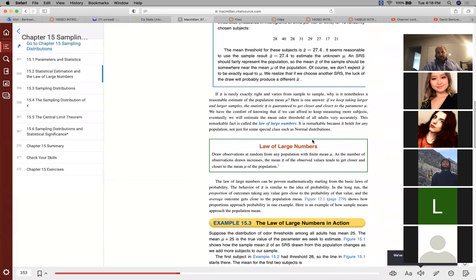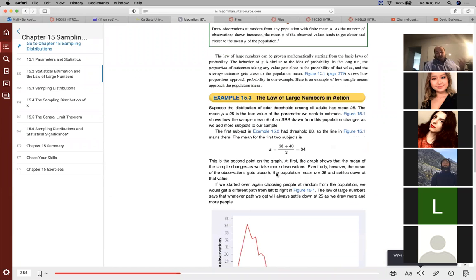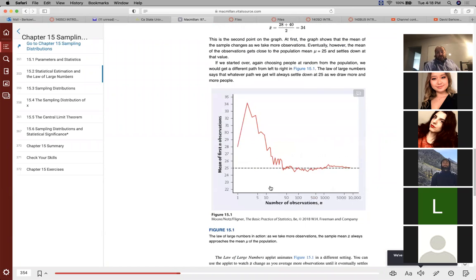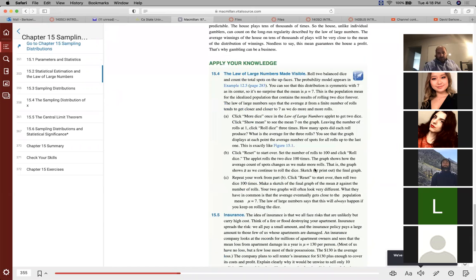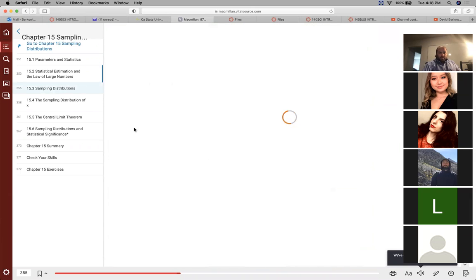And the biggest rule here is the law of large numbers, that as the sample size gets larger and larger and larger, the sample mean, the sample average, will get closer and closer to the population mean, the population average, which is why in general, we take larger samples. Here, we see that for small samples, it's all over the place, but once the sample size gets large, it kind of stabilizes at a specific value. That's the law of large numbers.